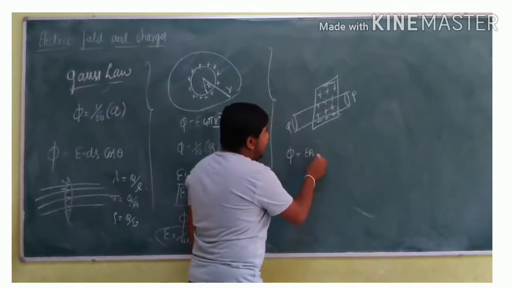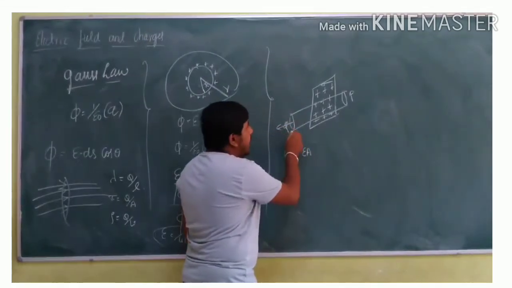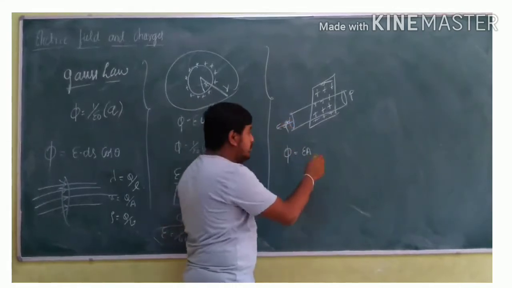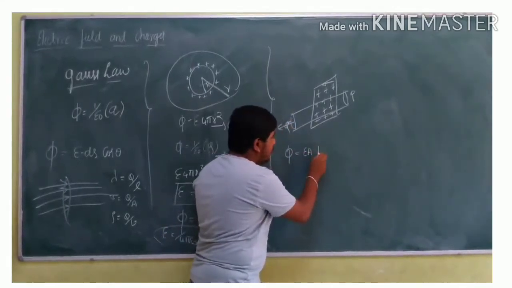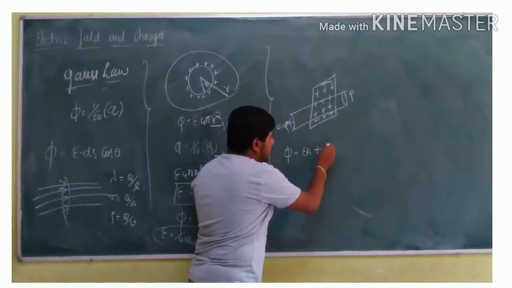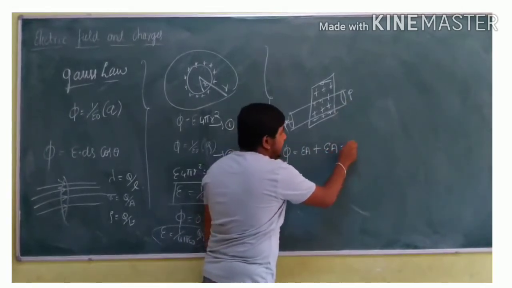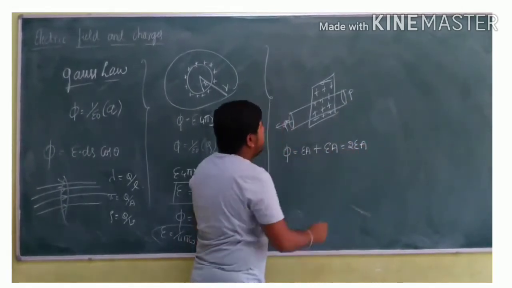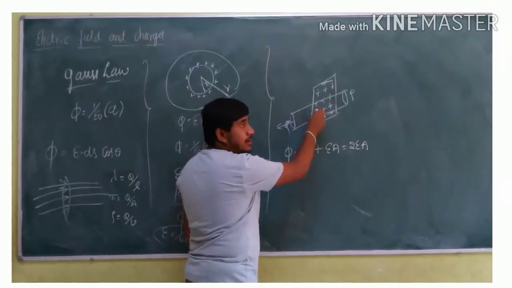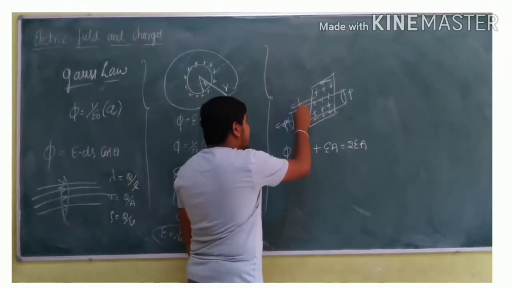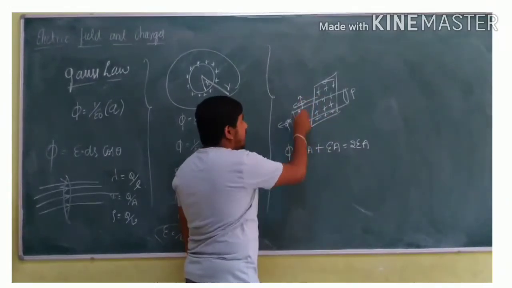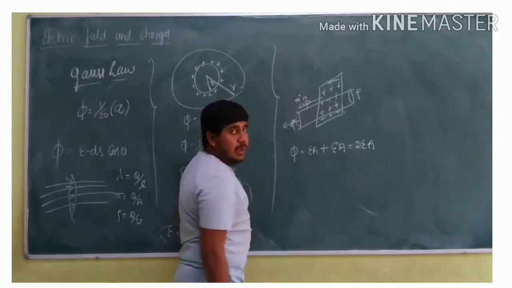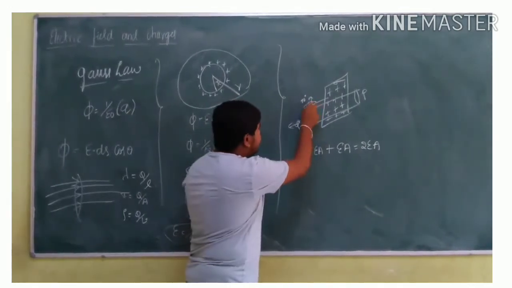Flux is equal to Ea cos theta. The angle between area and the field is 0. So flux is equal to Ea over P and Ea over Q. So total flux is equal to 2 into Ea. We have to find the flux here also. But what happens? The direction of electric field is perpendicular to the direction of area. So the flux will be 0 because the angle is 90 degrees.